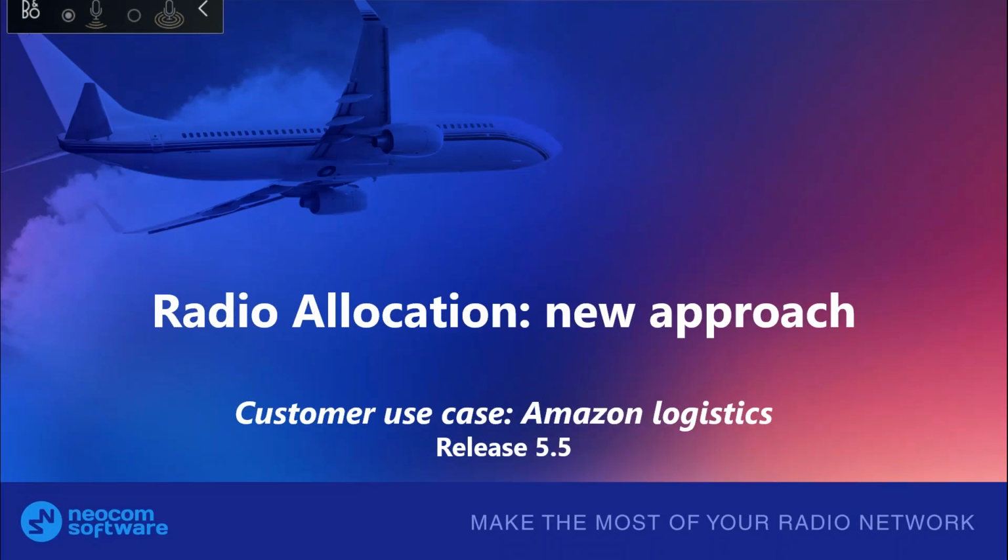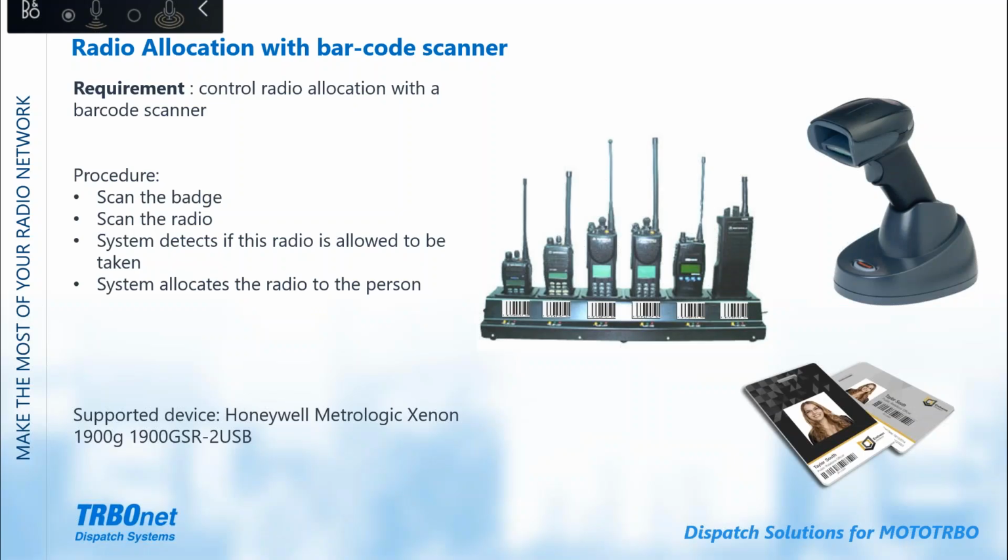Okay, next one came from Amazon Logistics, and probably you know about the radio allocation already. What is the main interesting point? Usually we have radios in chargers, and then a person wants to take a radio, he just takes one of the radios, goes to the field, and the dispatcher only sees the display name of the radio. Sometimes he does not know exactly which radio is used by which person.